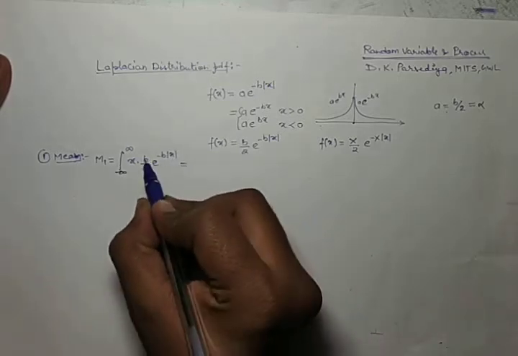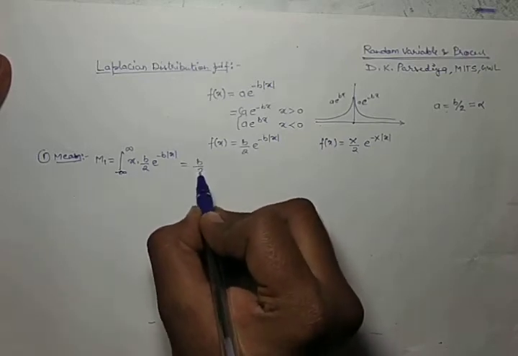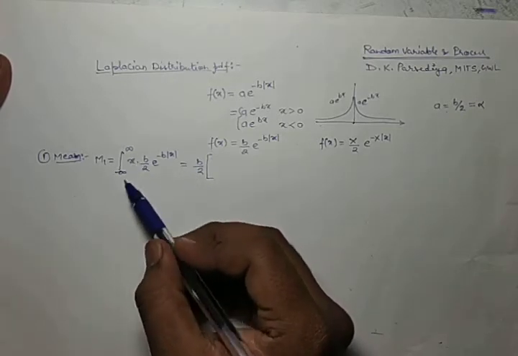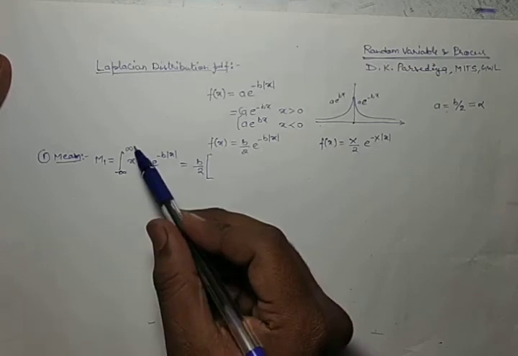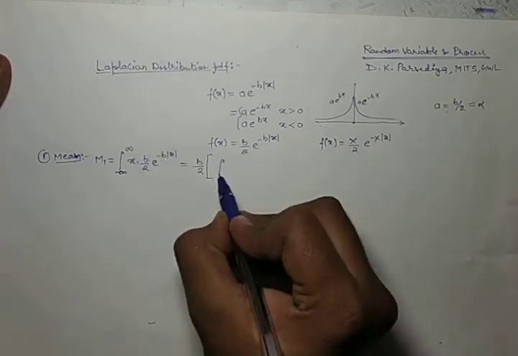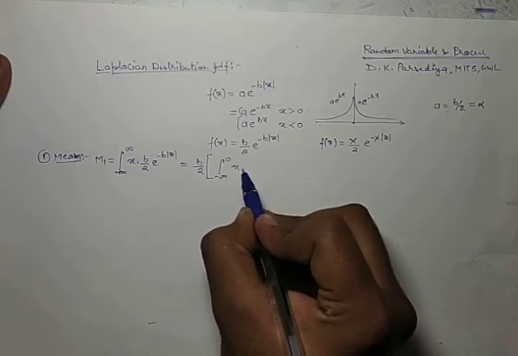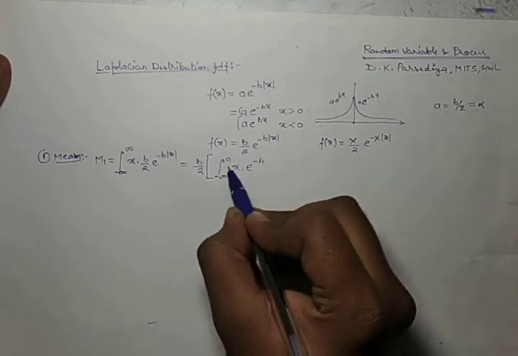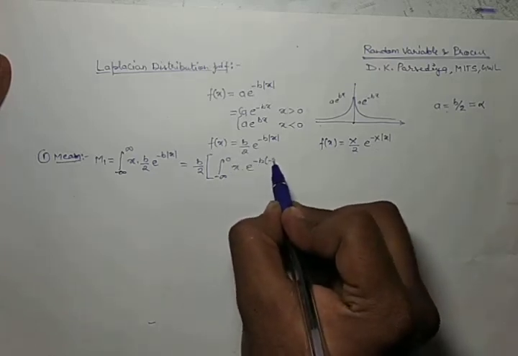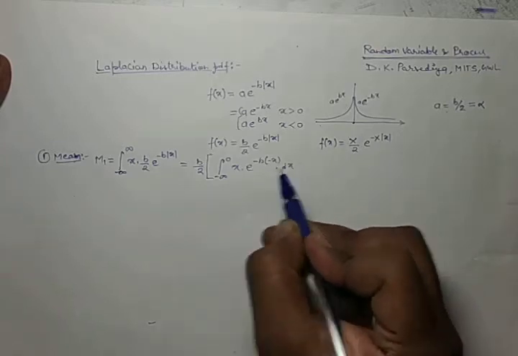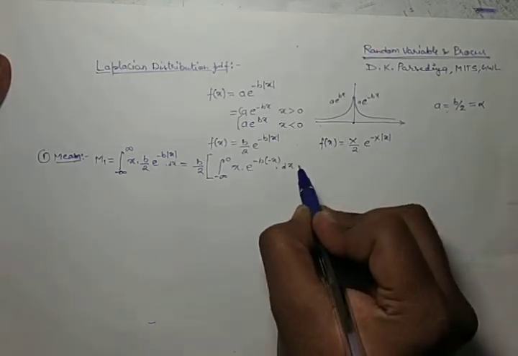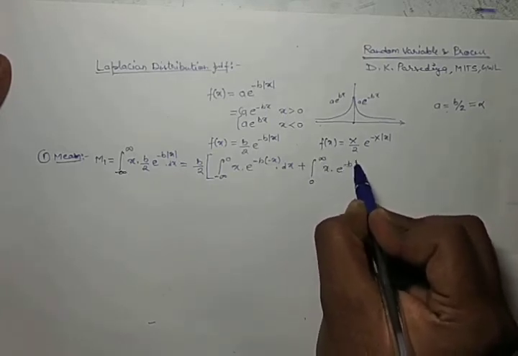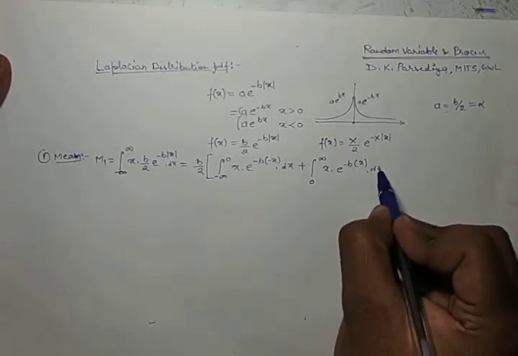So we may write this, since b by 2 is constant, I bring this outside and I divide this whole limit from minus infinity to 0 and 0 to infinity. For minus infinity to 0, this function will be e to the power minus b of minus x, since x is negative, so this is minus x dx, plus 0 to infinity x e^(-bx) dx.